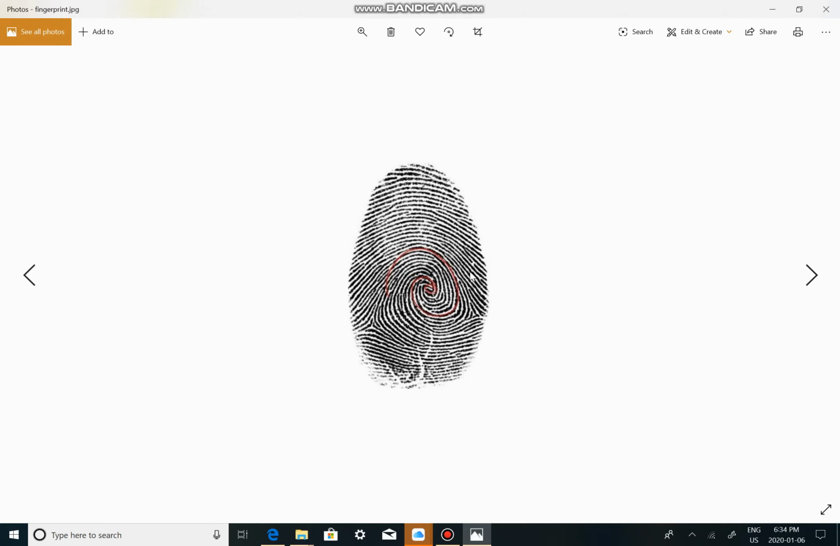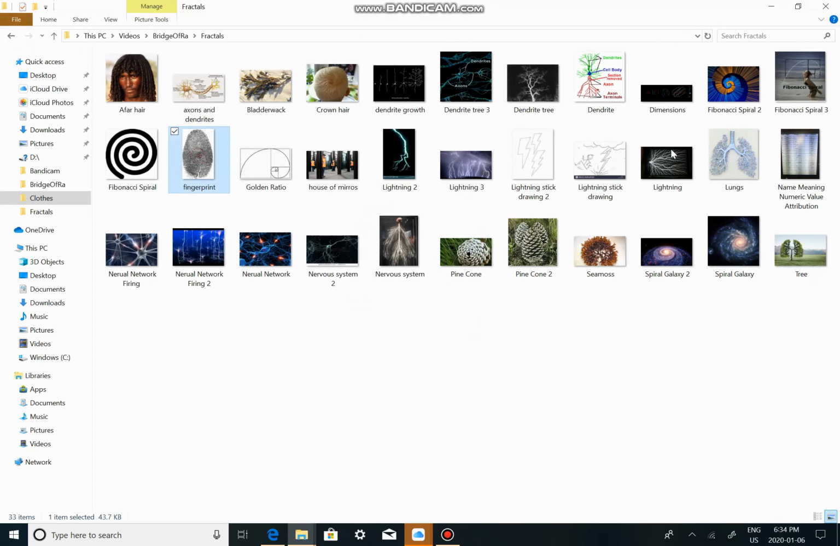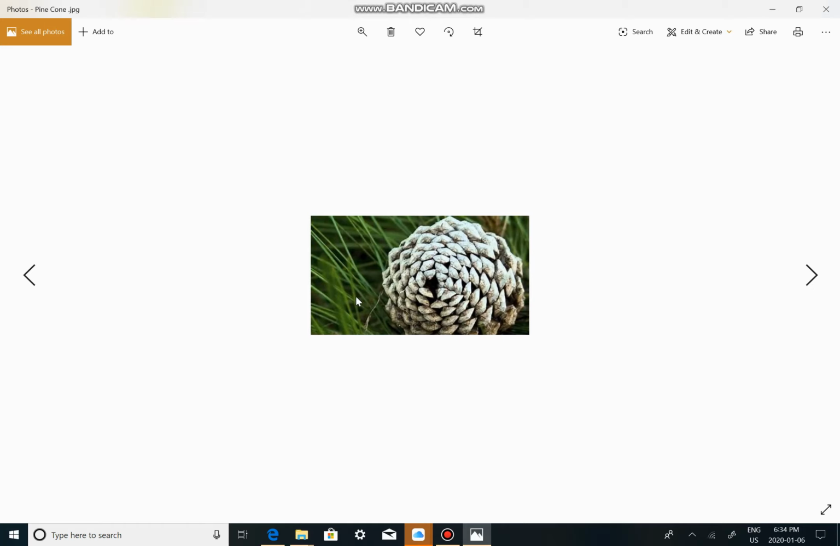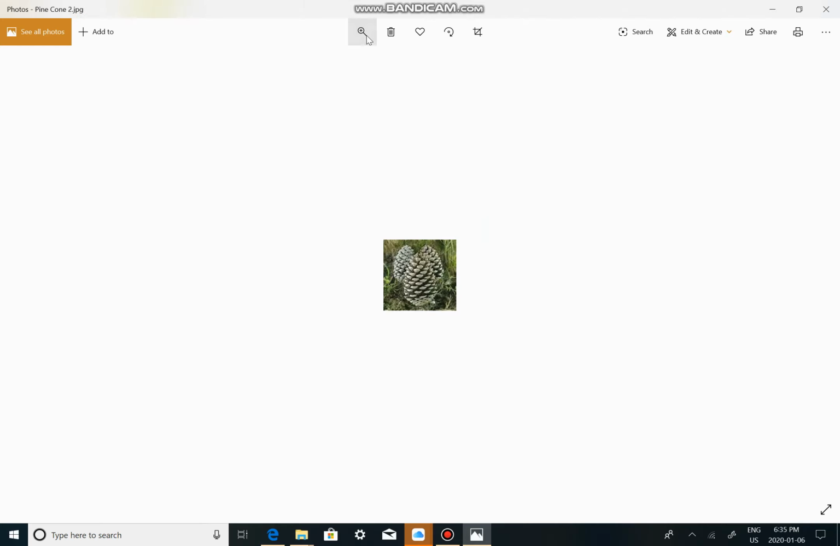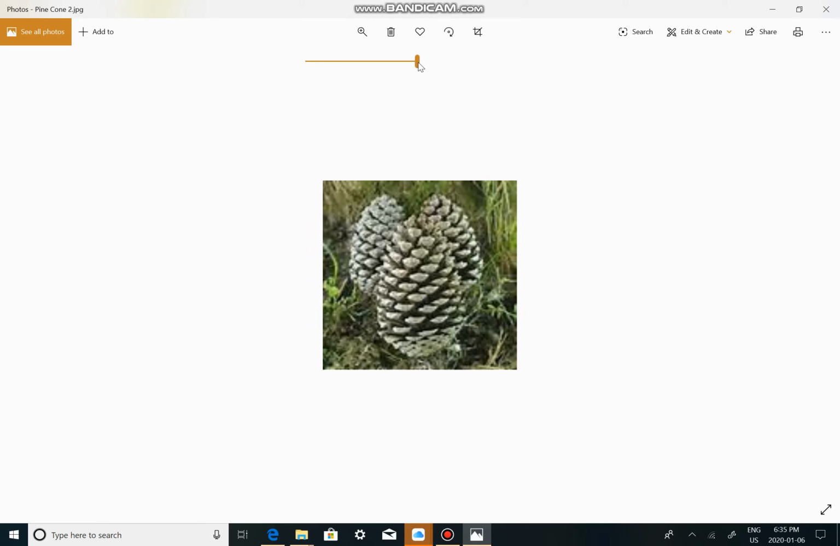The Fibonacci spiral is basically everywhere, you can't get away from it. Your fingerprint, your DNA spiral, your belly button, your footprint, your toe print, the spiral of your chakras, and so on. You really can't get away from it. I think this is a pine cone, but there are 2 different spirals happening at once. You can definitely see that spiral, or at least you should be able to. And you see this pine cone, you can see the spiral.